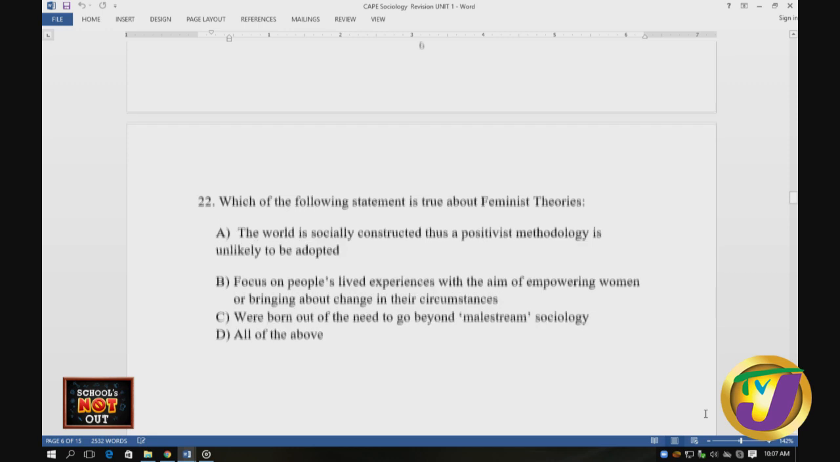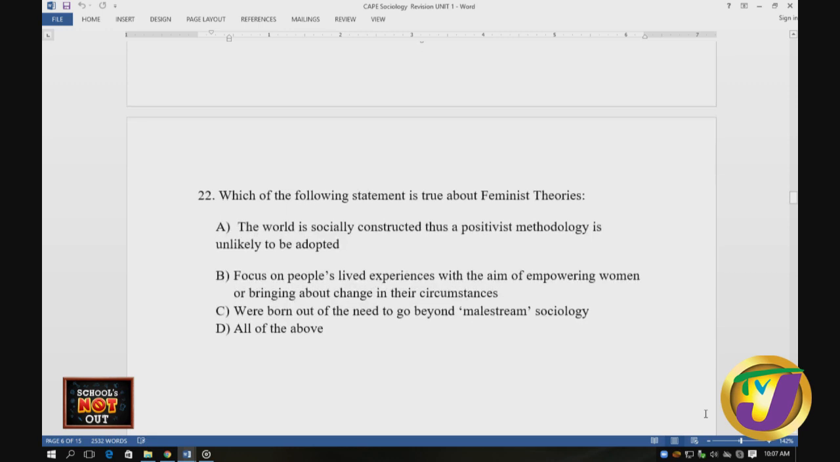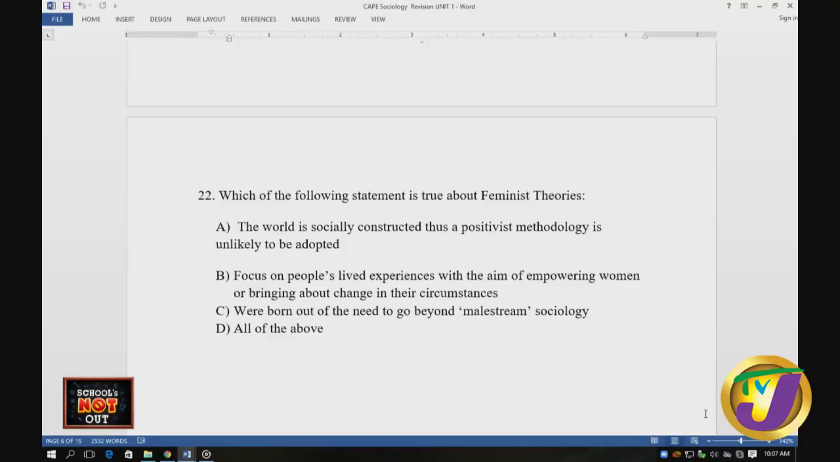Which of the following statements is true about feminist theory? Remember as well that you have functionalism, Marxist conflict, social interactionism, and feminism as your sociological theories. So we have to engage with all of them, all 4. So I'll give you a question on all 4. So I've gone now to feminist theory. So which of the following statements is true about feminist theory?